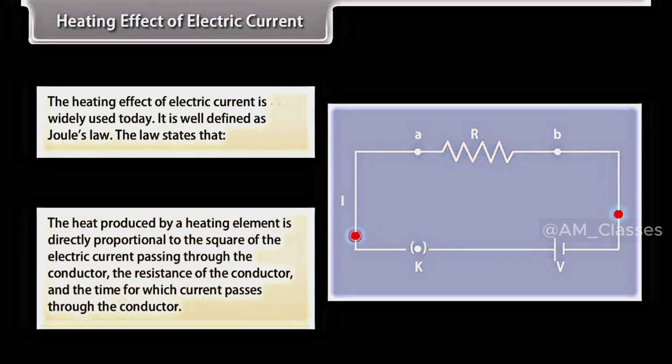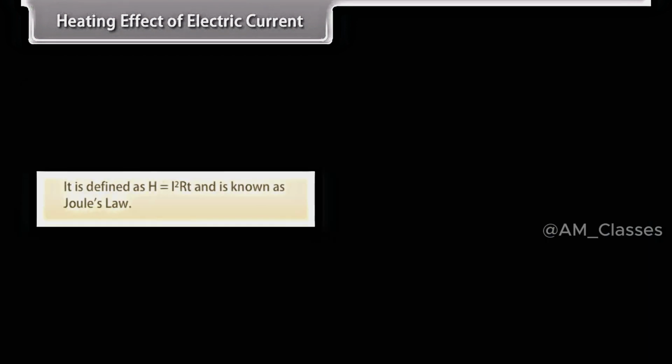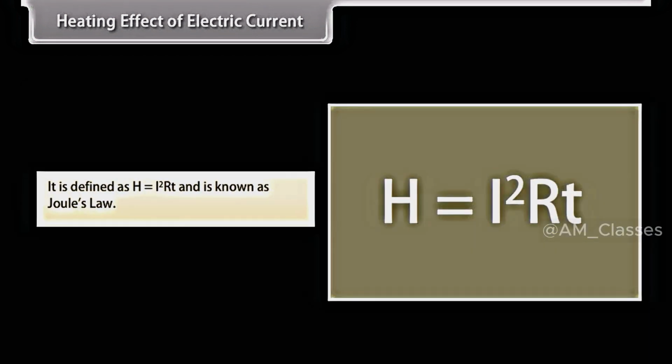The heat produced by a heating element is directly proportional to the square of the electric current passing through the conductor, the resistance of the conductor, and the time for which current passes through the conductor. It is defined as H equals I squared R T and is known as Joule's law.